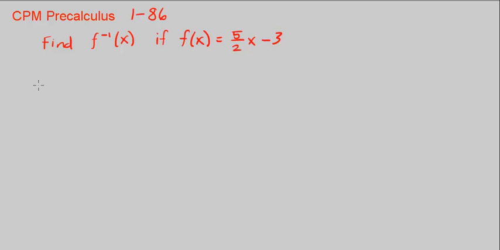This is CPM Precalculus Chapter 1, number 86. So we're asked to find the inverse function of x if f of x is 5 over 2x minus 3. And remember that this is not to the power of -1. It means the inverse function of f, okay?